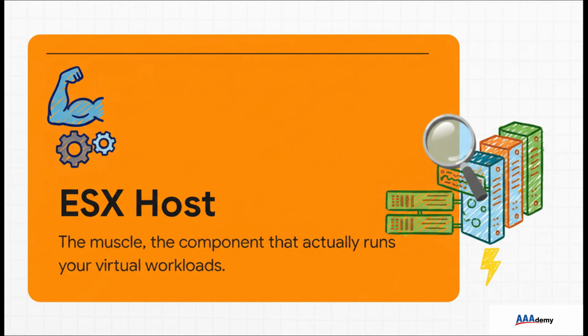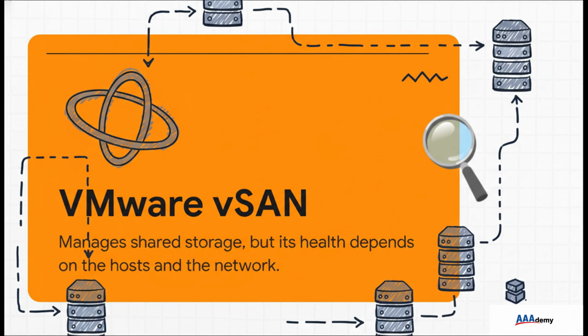Then, of course, you've got the ESX host. If vCenter is the brain, the host is the muscle. It's the executioner. This is the component that's actually running your virtual machines. So yeah, the brain tells it what to do, but the host is where the rubber meets the road, where the real work gets done. Now, if you're a vSAN user, this is your storage subsystem, and it is a huge piece of the puzzle. But the thing you've got to remember is that its health is a total team effort. So if you see a weird storage symptom, a lot of the time, the root cause is actually hiding somewhere in the host, or maybe even the network.